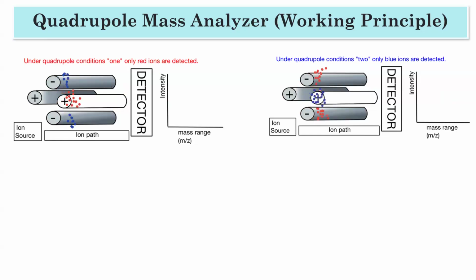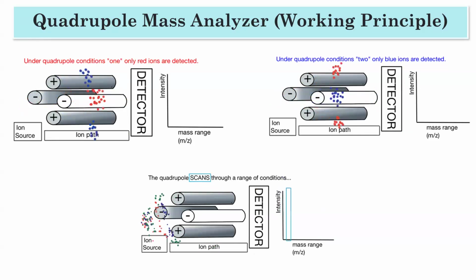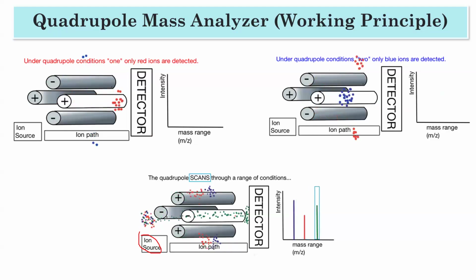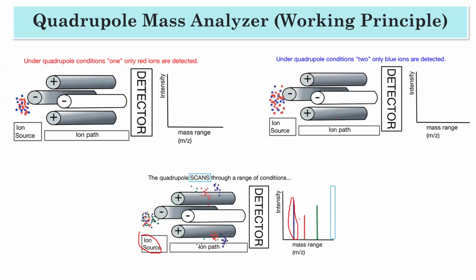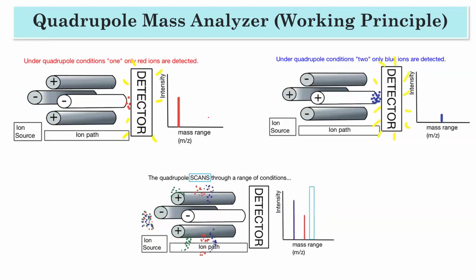And now this is the second example. You can control the charge of this quadrupole, and then you see the blue one can go to the detector. Now suppose you have an ion source, and with time you are tuning the voltage on this pole, and you see one by one you can get all of the masses. So this is how a quadrupole mass analyzer works.